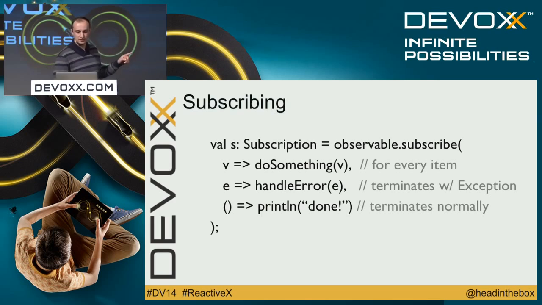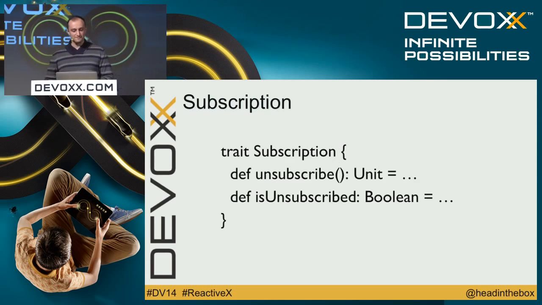Also notice that when we subscribe to the observable, the thing that we get back is a subscription. All right, then. What is a subscription? Another trait, quite a simple interface that we can use to check whether or not we are still subscribed to the stream. And as an observer, we can say, you know what, stream, we have had enough, we don't need any more items, just unsubscribe me. So that is the subscription.